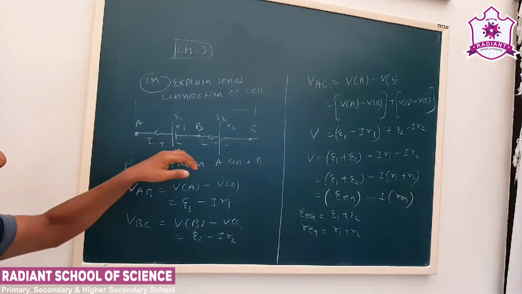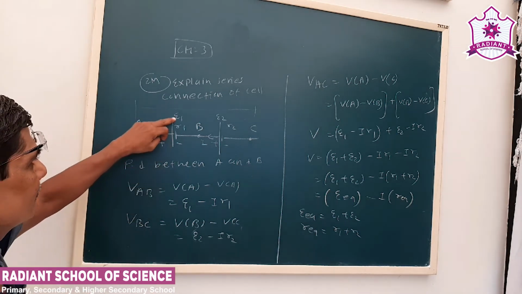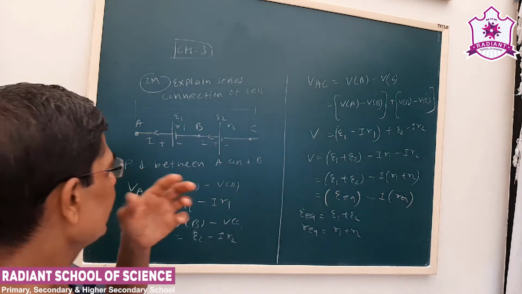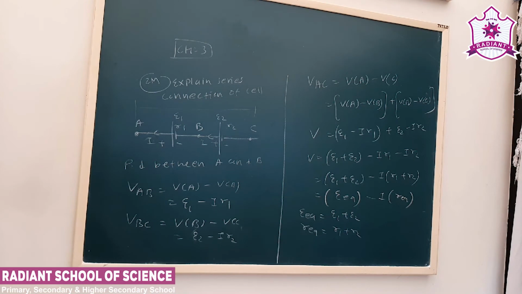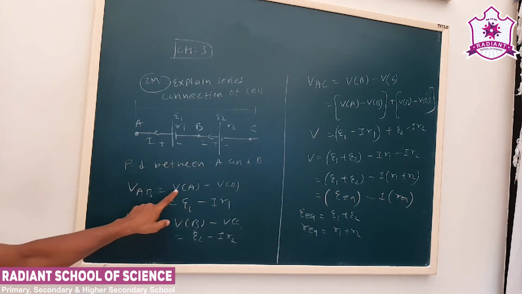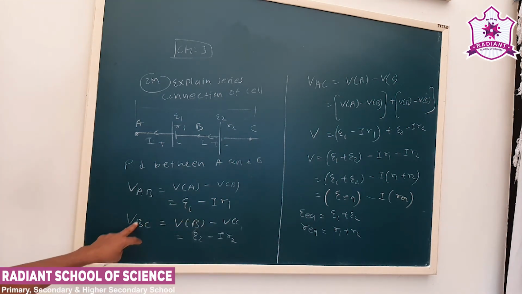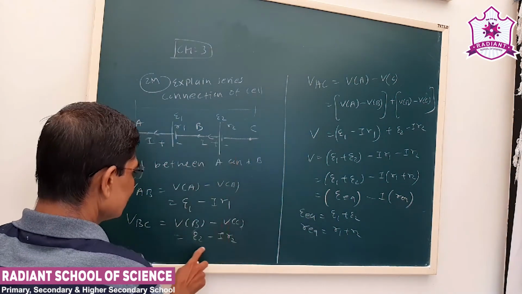Now see, this is about the series connection of the cells. The cells with EMF E1 and internal resistance R1, and E2 EMF and R2 resistance are connected, as shown in the circuit. Now see the potential difference between A and B: VAB is VA minus VB, that is E1 minus IR1. VBC is VB minus VC, that is E2 minus IR2.